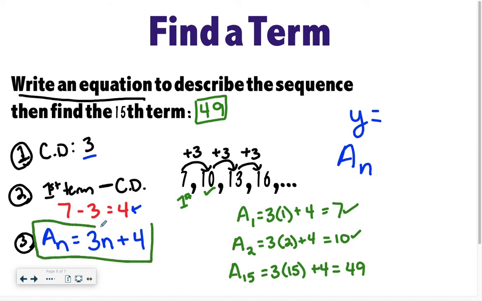Okay, so if you can remember those 3 steps, you are good to go. First, start by finding your common difference. So we are changing by 3. Then you do your first term minus your common difference. So 7 minus 3 in this case. That gave us 4. Then you just plug it into your equation. You start with A of n equals common difference times n plus whatever number you got in step 2. Then you can plug in whatever term you want to try to solve for.